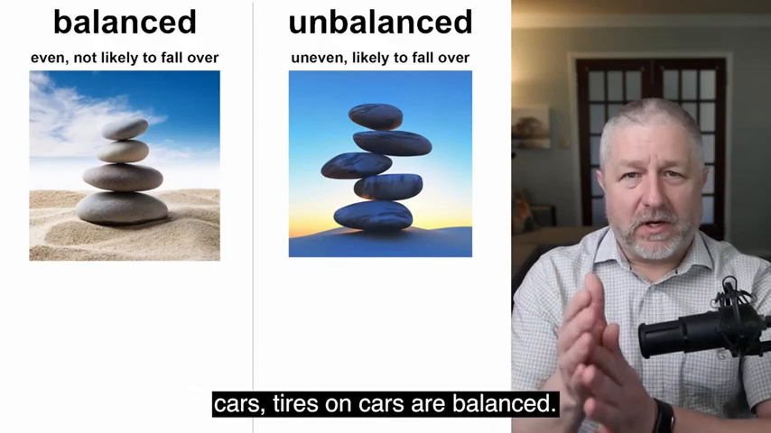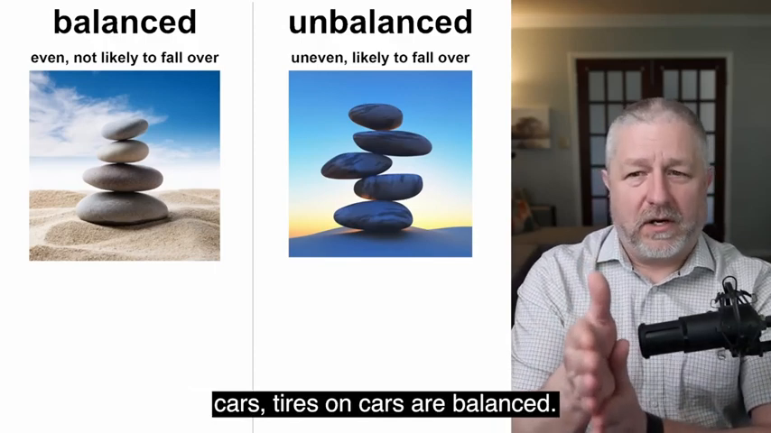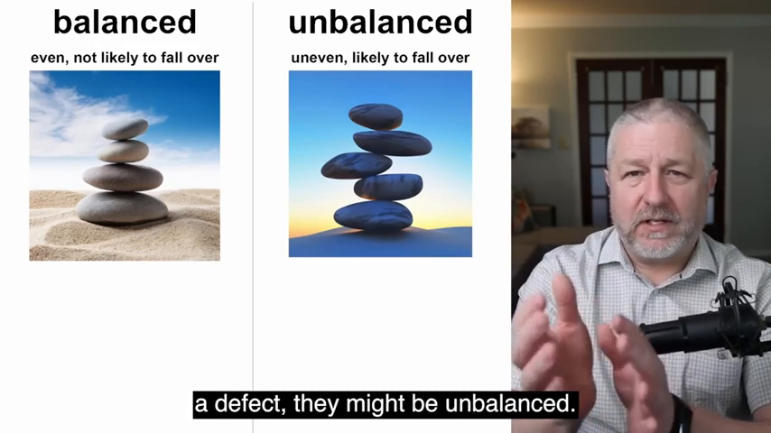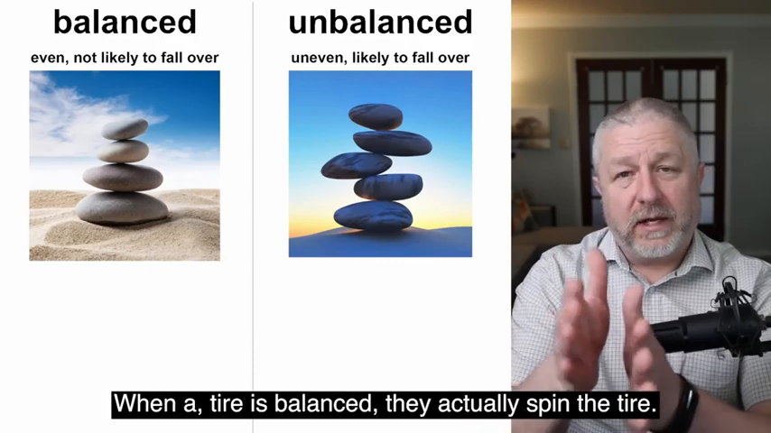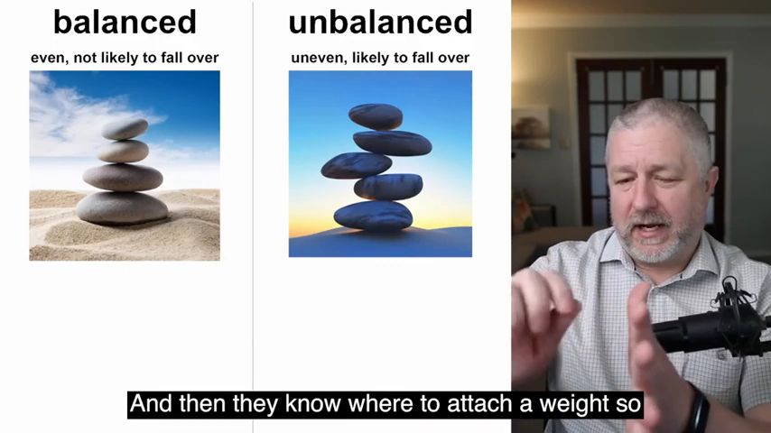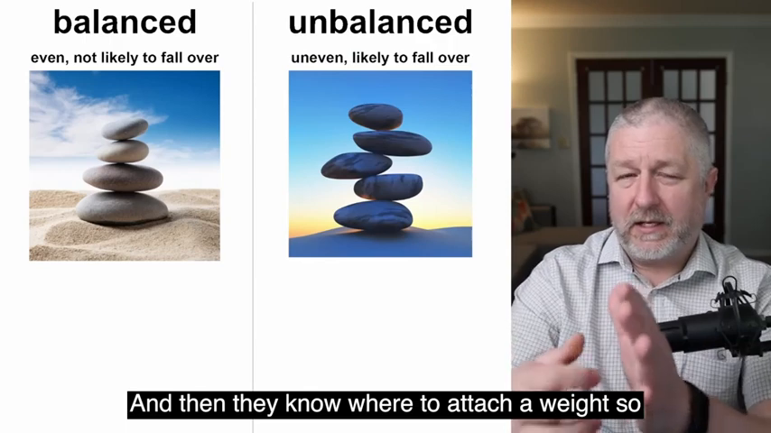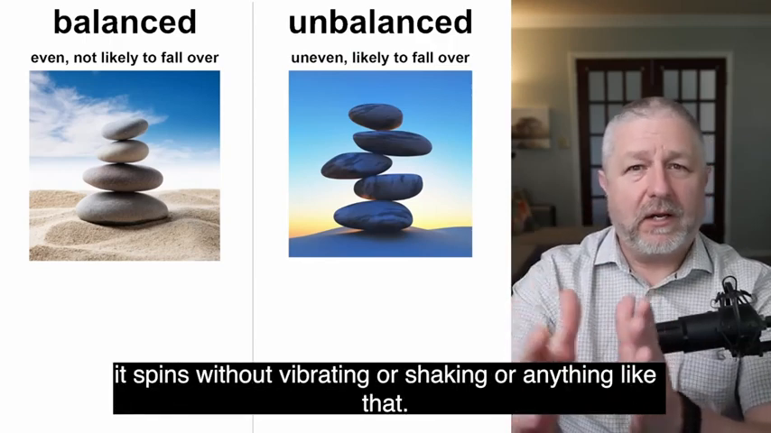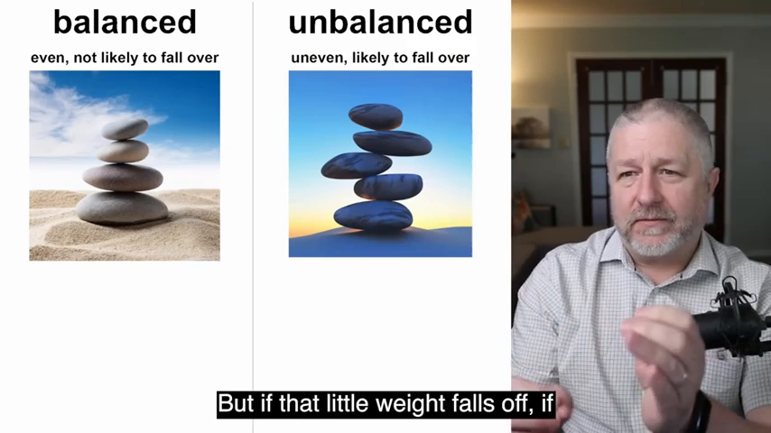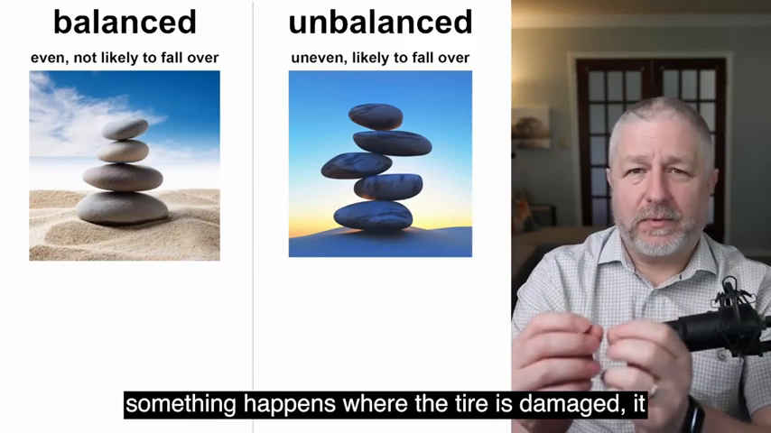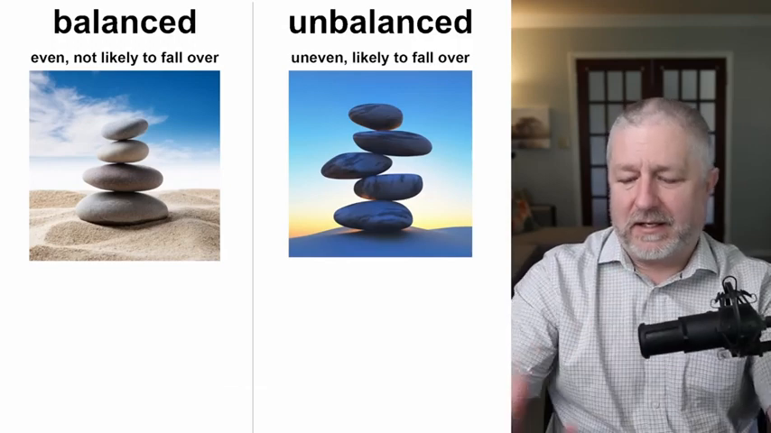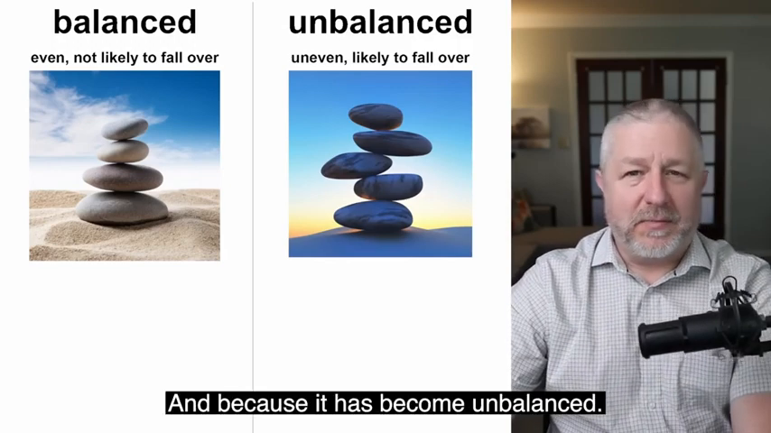Now, if you know anything about cars, tires on cars are balanced, and if something happens, if there's a defect, they might be unbalanced. When a tire is balanced, they actually spin the tire and then they know where to attach a weight. So it spins without vibrating or shaking or anything like that. But if that little weight falls off, or if something happens where the tire is damaged, it might start to shake or vibrate, because it has become unbalanced.